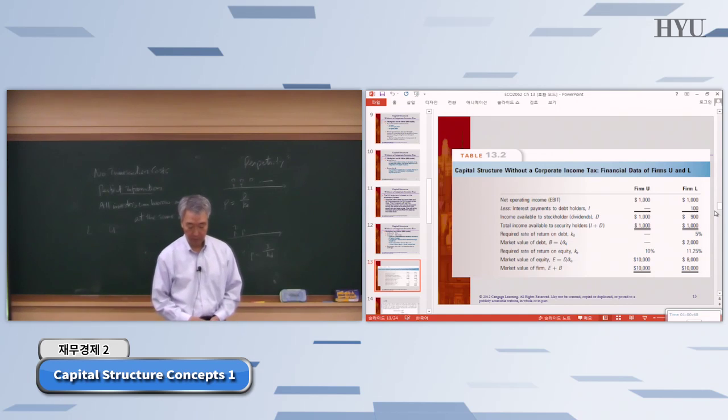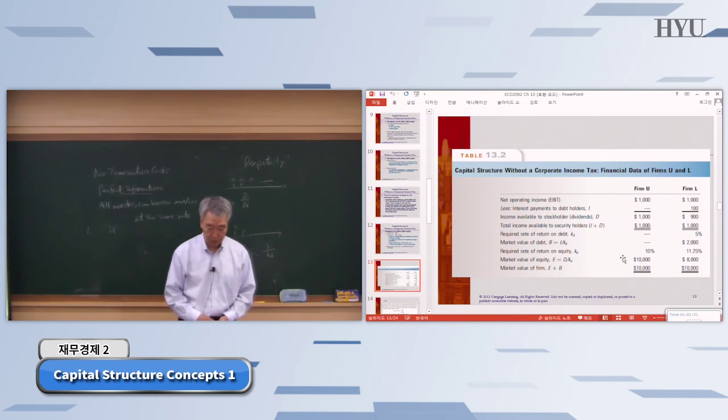Let's say they borrowed. Well, their interest payment is 100, right? So the income available to stockholders, in the first case, is 100% dividend. That's 1,000, right? In the second case, the total amount of dividend available is 900 because 100 is used to pay the interest. But the total amount of interest payment and dividend payment will be equal at 1,000, right?